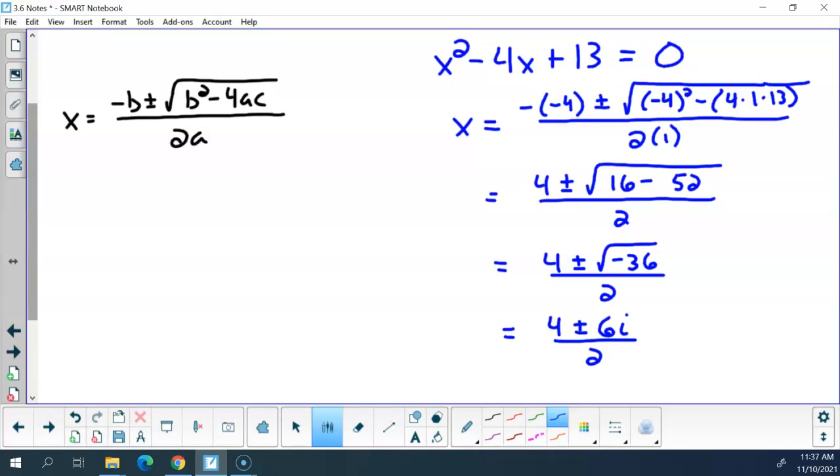Do I like that as my final answer? No, why not? Because all of my numbers can be divided by 2. And all of the numbers are outside. Okay? So 4 can be divided by 2. 6 can be divided by 2. And 2 can be divided by 2. Okay? So I like instead, as my final answer, I like x is equal to 2 plus or minus 3i.